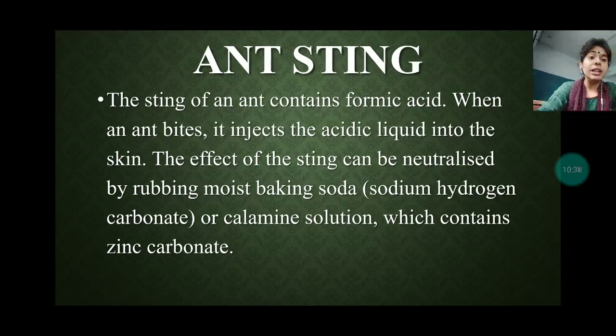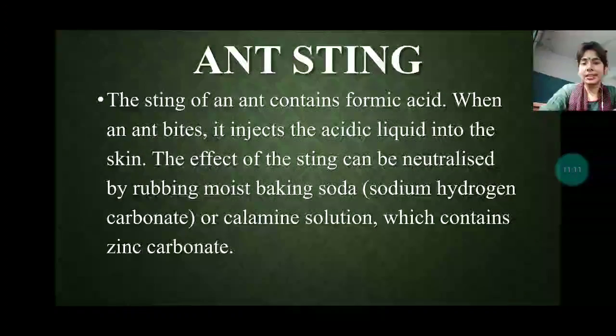The effect of the sting can be neutralized by rubbing moist baking soda. The baking soda we have at our home, a little moist one, with a little moisture in it. If we apply it there, then the effect of that formic acid will be neutralized. One more thing is that a calamine solution, which contains zinc carbonate, can also be used for the ant sting.